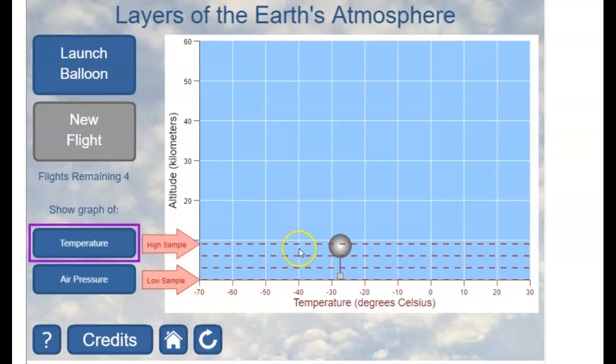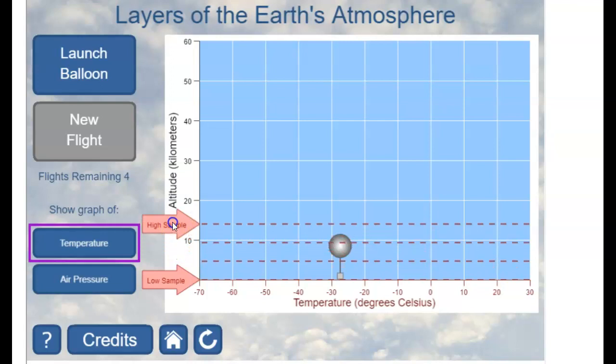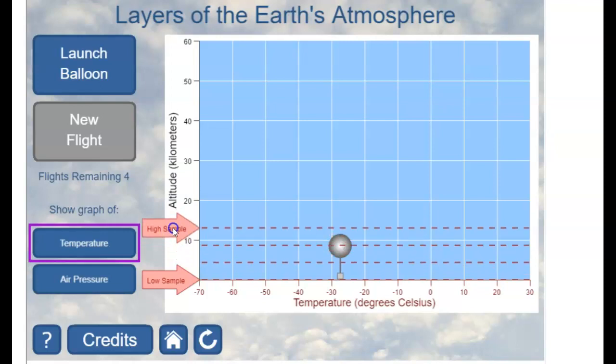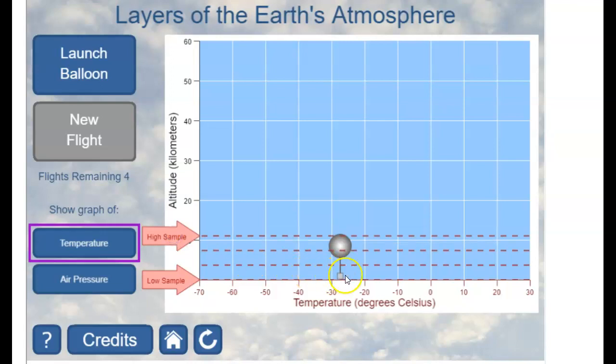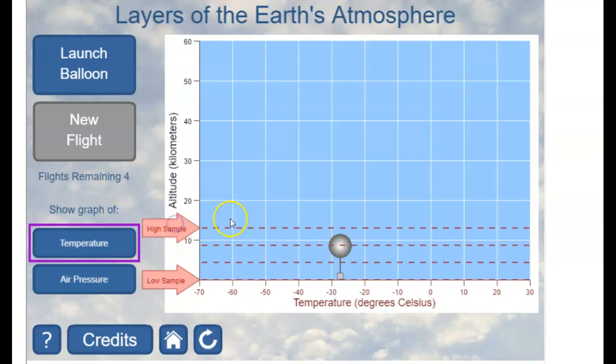Okay, so we're going to begin by changing the spacing of our balloon sampling areas. Our balloon will take a sample from each of the dotted line areas and will send us back information about the temperature reading from those spots. We get 4 balloon flights, so we want our spaces to be big enough that we can get all of the altitudes covered in our 4 launches.